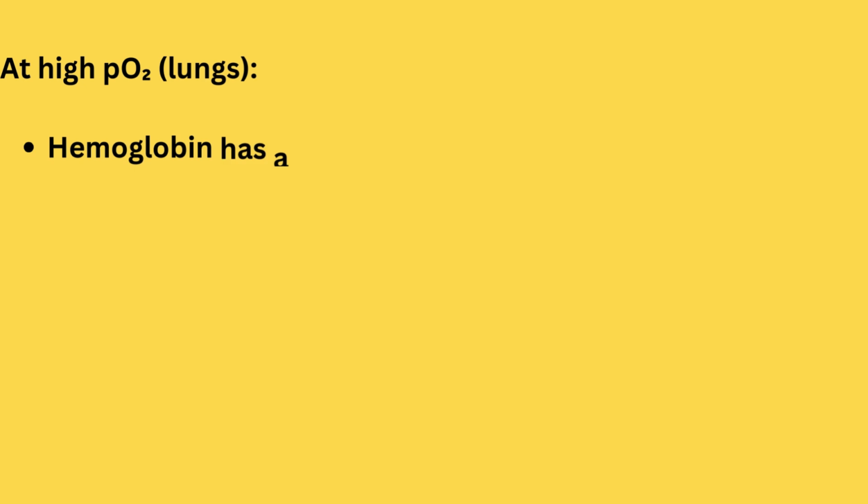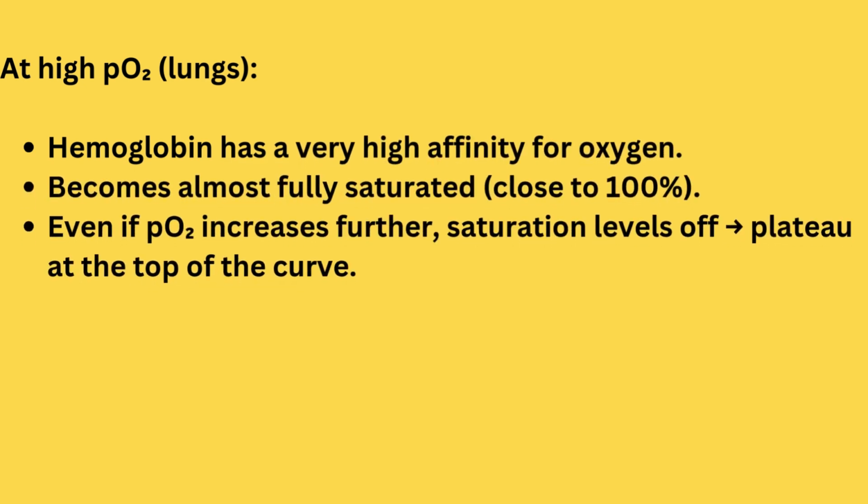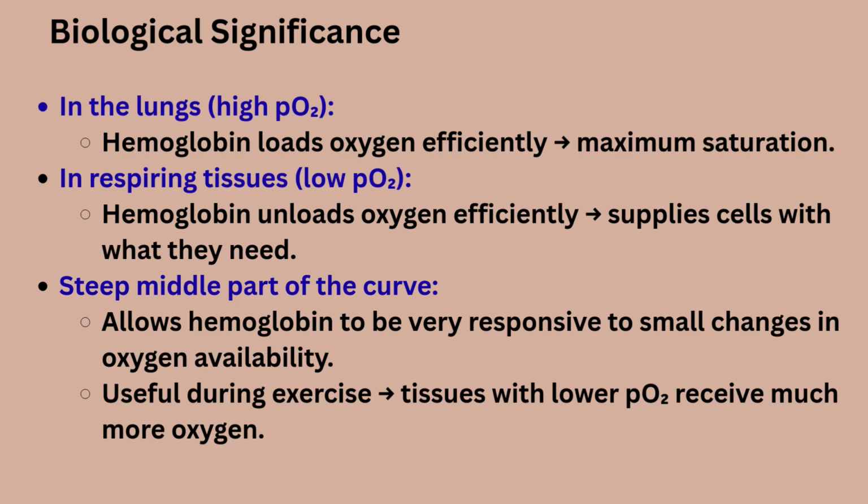At high oxygen levels, like in the lungs, hemoglobin has a very high affinity for oxygen and becomes nearly fully saturated. Even if PO₂ rises further, saturation plateaus, forming the top of the oxygen dissociation curve. Biological importance: in the lungs, where PO₂ is high, hemoglobin loads oxygen efficiently to reach maximum saturation. In respiring tissues, where PO₂ is low, it releases oxygen effectively to supply cells. The steep middle of the curve allows hemoglobin to respond quickly to small changes in oxygen levels, ensuring active tissues receive more oxygen, especially during exercise.